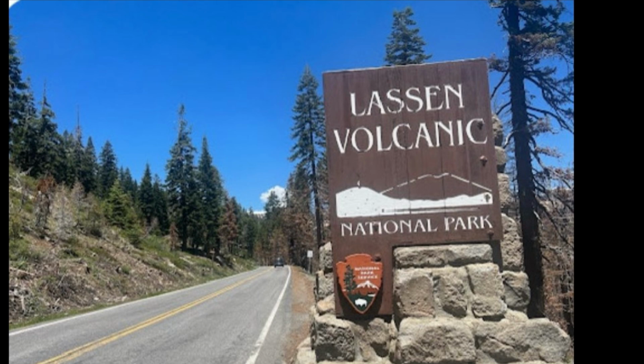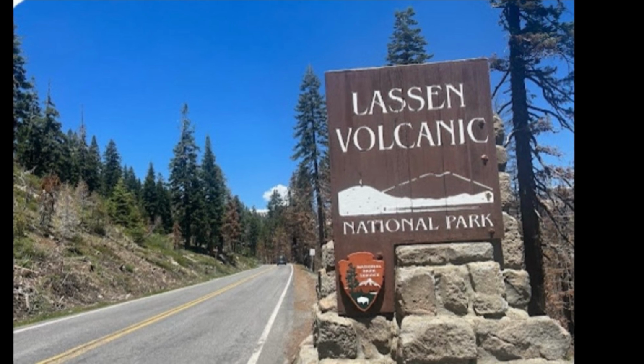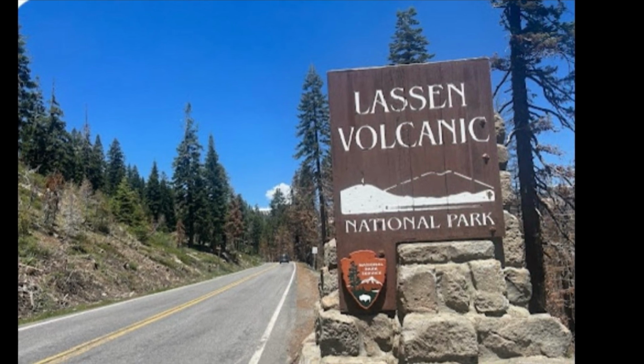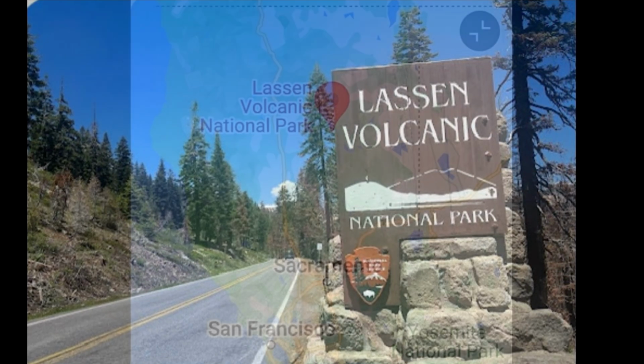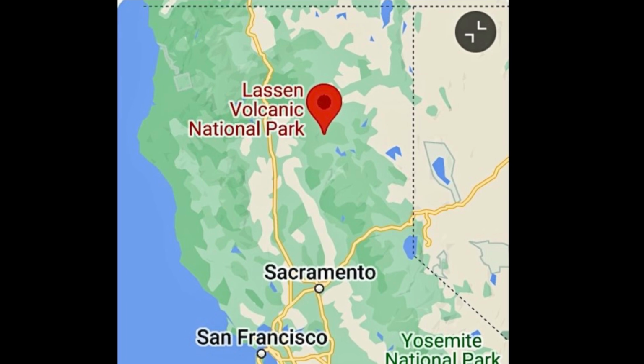And the best place I know of where we can find all the volcano types and all of these mentioned volcanic phenomena is Mount Lassen Volcanic National Park in Northern California.